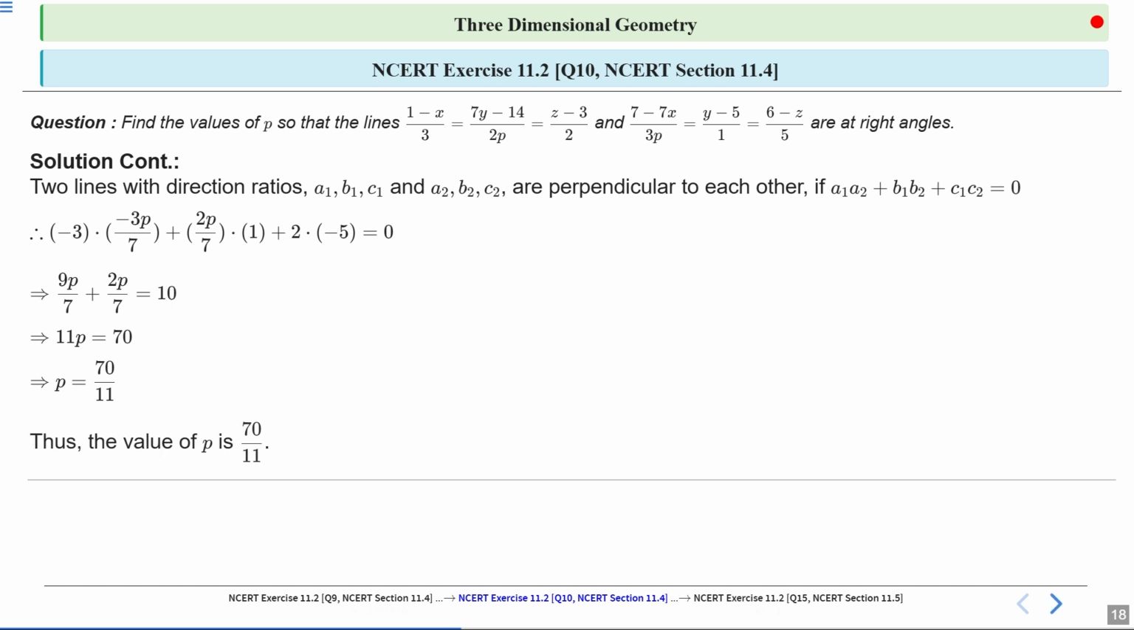Thus, the value of p is 70 upon 11, right? Got it? Hope it's clear to all.